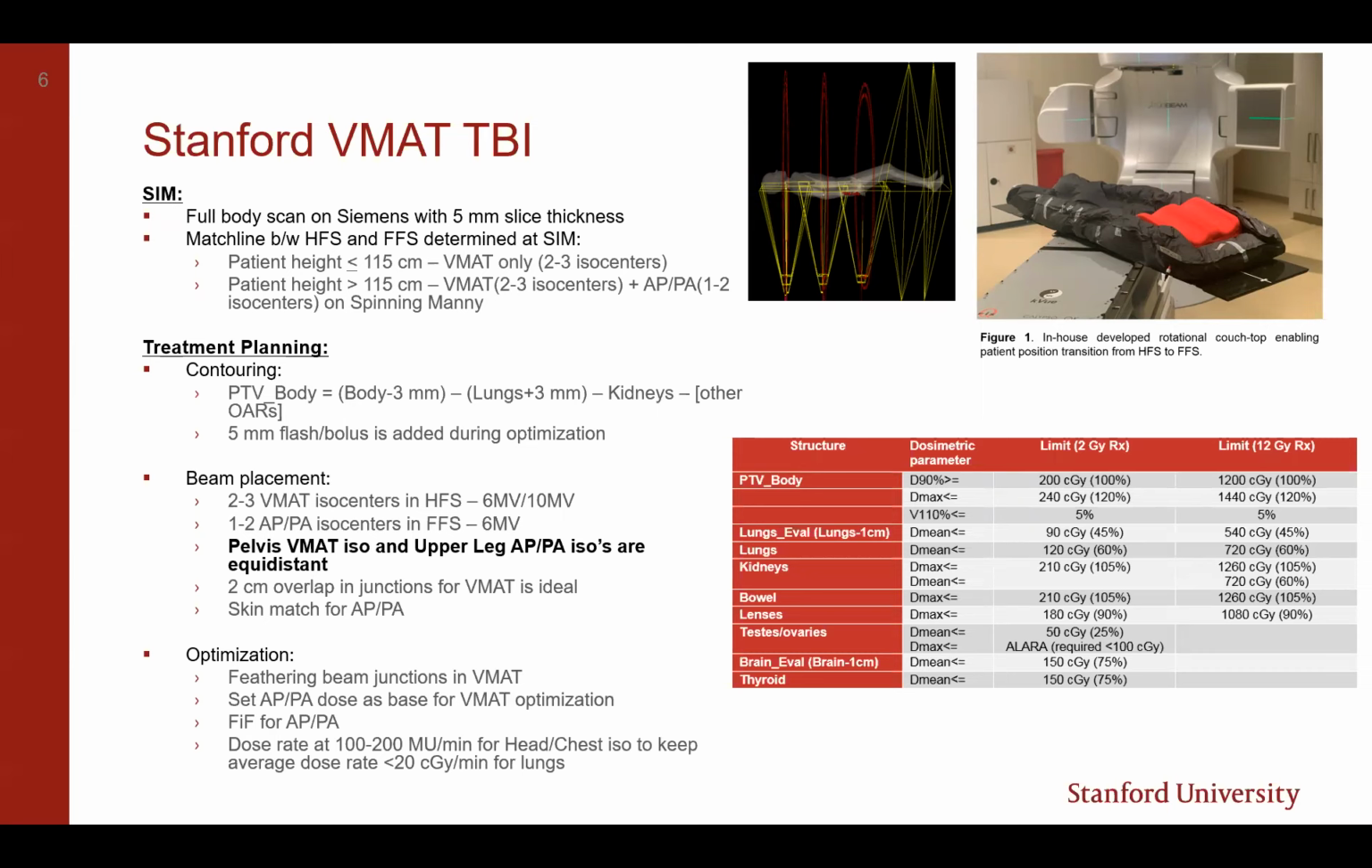One important thing is to calculate the dose from the APPA plan first, and then use that as a base dose in the VMAT optimization. Because if this is not done, the optimizer is going to have a really tough time pushing dose to the inferior portion of the patient target structure, and will result in a really hot plan. For the APPA plan, we just do a simple field in field, and for all the beams that are intersecting the lungs, we reduce the dose rate to keep the average dose rate to the lungs less than 20 centigray a minute, which is done currently for historical reasons.